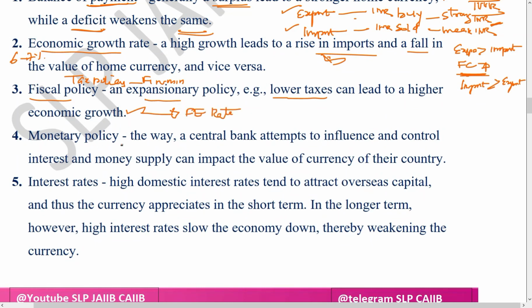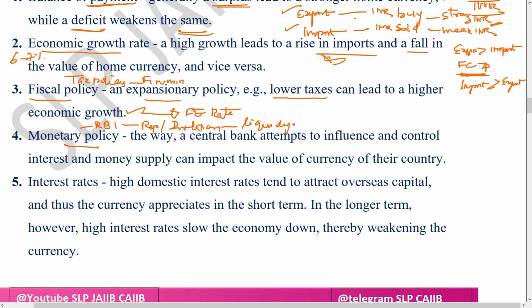Next, monetary policy. The way a central bank attempts to influence and control interest and money supply can impact the value of the currency of their country. Monetary policy means the policy followed by the central bank of every country. In our case it is RBI. Repo rate, inflation, open market operation, all this comes under monetary policy only. So it is mainly the liquidity of the currency.